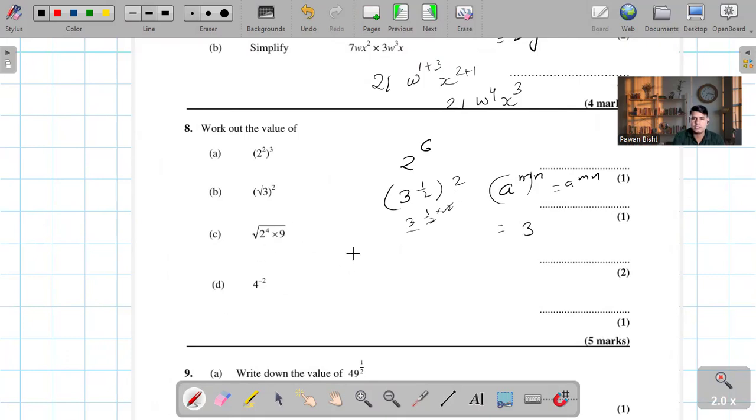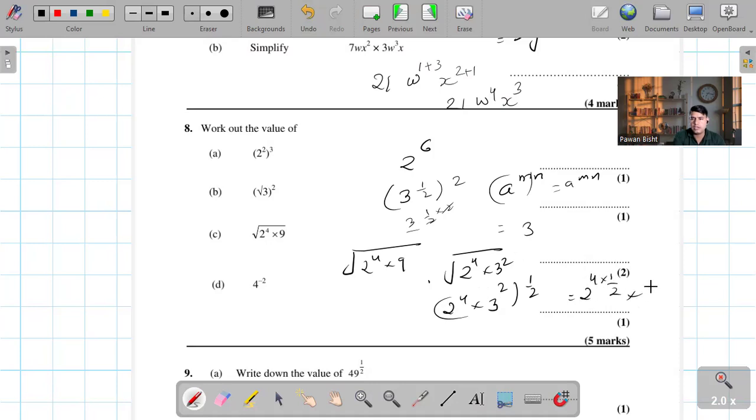Right? Now this square root of 2 to the power 4 times 9. So 9 is the square of 3. Right? Or if I remove the root and write it this way, it becomes 2 to the power 4, 3 square, to the power 1 over 2. Now multiply 1 over 2 inside the bracket. So 2 to the power 4 times 1 over 2 and 3 to the power 2 times 1 over 2. Okay, cancel, cancel. The answer is 2 square times 3. Answer will be 12. Do you understand?